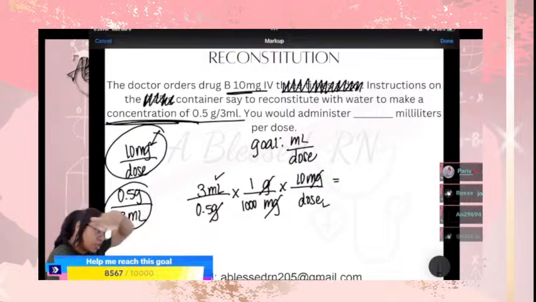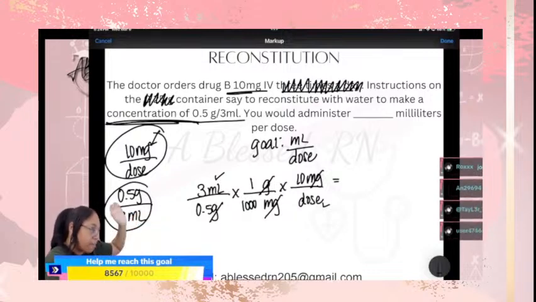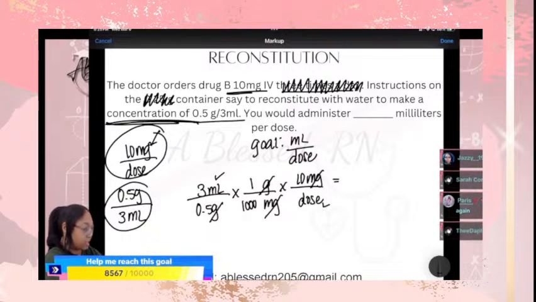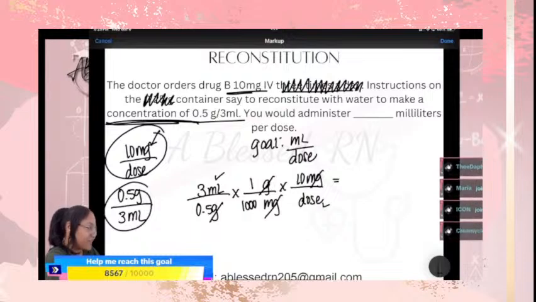So we'll do all of our numbers across the top, multiply. So 3 times 1 times 10. We're at the end of the top, we're going to hit divide. Now we're going to enter all of our digits at the bottom and we're going to hit divide in between. So 0.5, divide, 1,000, and divide, and then 1. And then it'll be your answer. And I got 0.06 milliliters. And always check your work again.